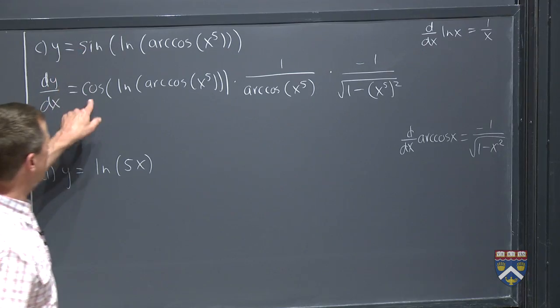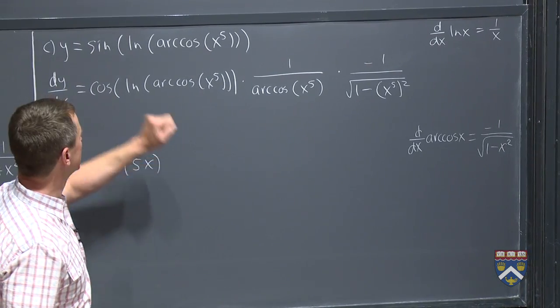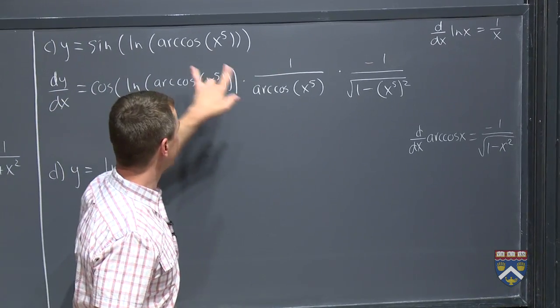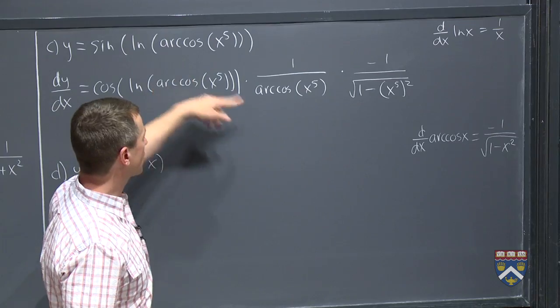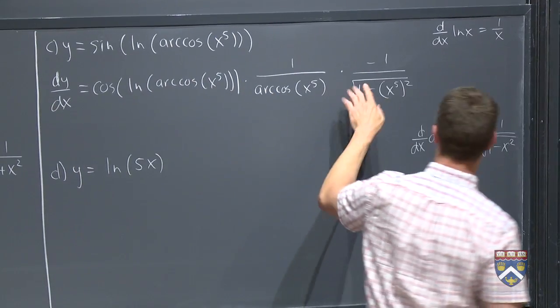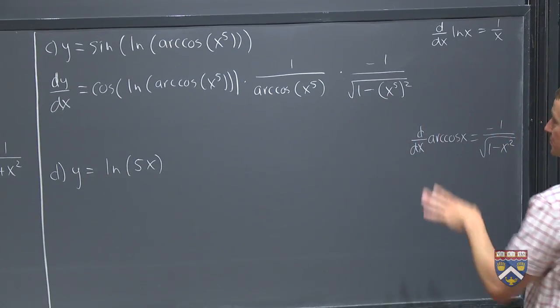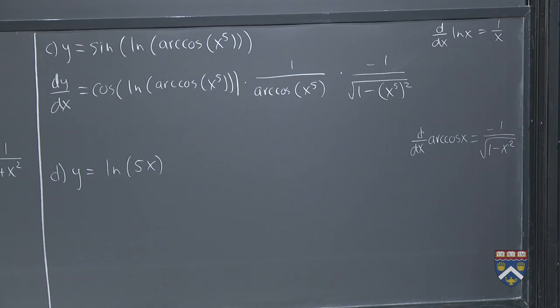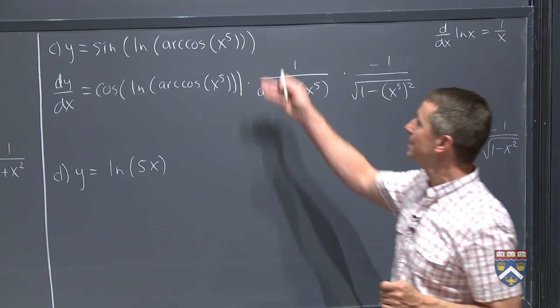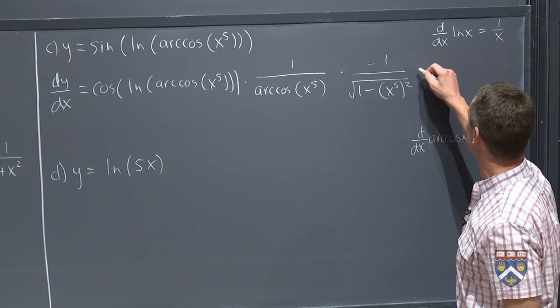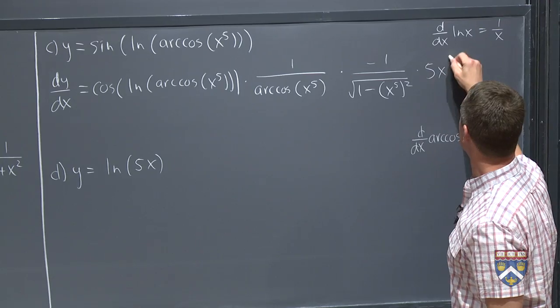So the sine became cosine, the inside stuff didn't change. The ln became 1 over, the inside stuff didn't change. The arc cosine became negative 1 over the square root of 1 minus the inside squared. Again, the inside didn't change, and then we have one last innermost function, x to the 5th, its derivative is 5x to the 4th.